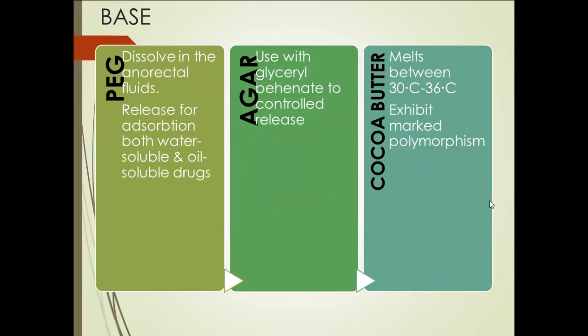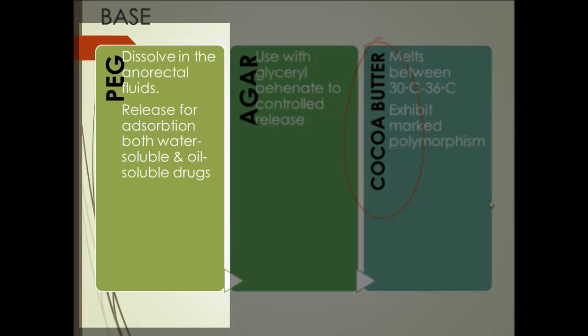The bases used in this journal are polyethylene glycol, agar base, and cocoa butter. PEG is dissolved in the anorectal fluids, releasing both water-soluble and oil-soluble drugs for absorption. Various combinations of these PEGs may be combined by fusion, using two or more of the various types, to achieve a suppository base of the desired consistency and characteristics. PEG suppositories do not melt at body temperature but rather dissolve slowly in the body fluids.